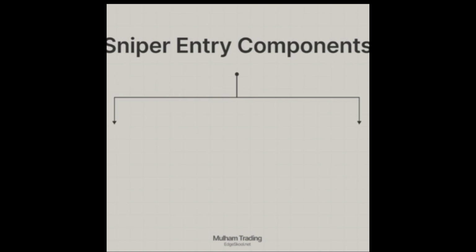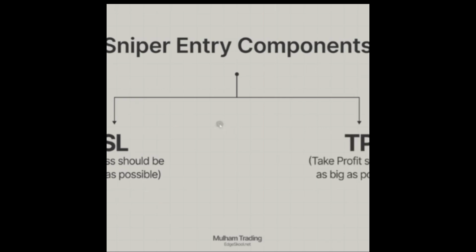What are the components of a sniper entry? The first one, and this is the most important one, is the stop loss. The stop loss should be as tight as possible. You know, stop loss, what is it? It's the invalidation point. If my invalidation point is too big, that's going to lead to a very weak and very small reward to risk. So we want to make the stop loss as tight as possible.